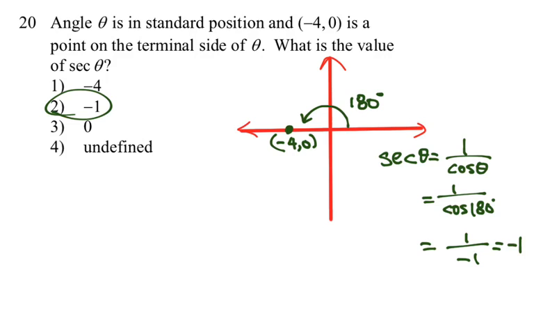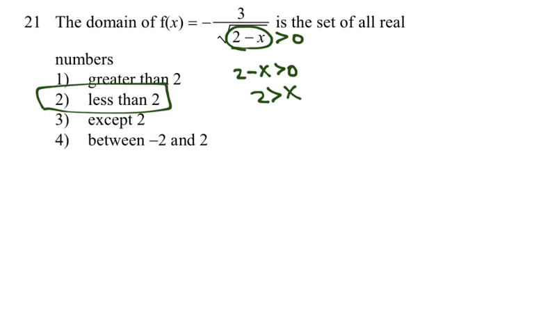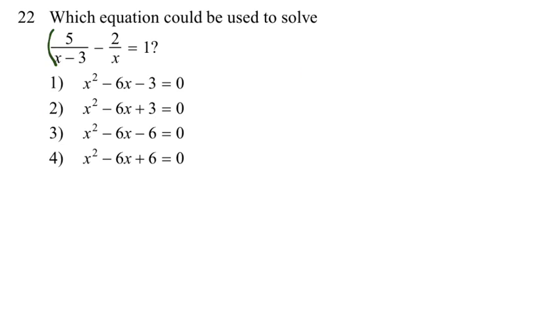Alright, so let us look at number 21. We're looking for the domain. That means the denominator, in this case 2 minus x, cannot be equal to 0 because it's the denominator of the fraction. So it has to be greater than 0. Then simply 2 minus x has to be greater than 0, then 2 has to be greater than x. That means x has to be less than 2. Choice 2 becomes the answer.